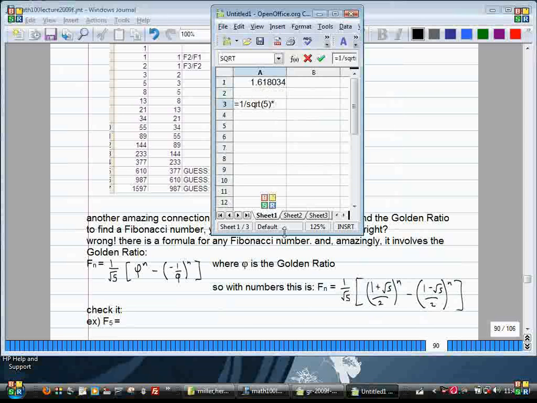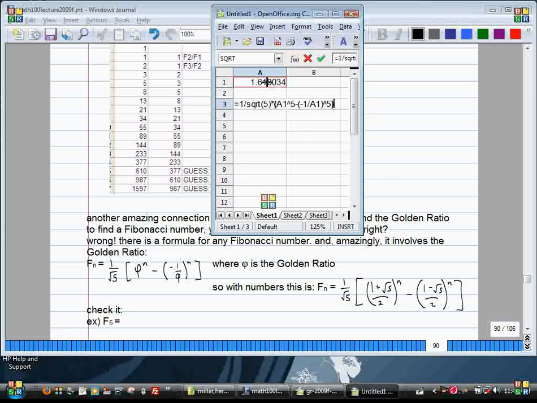times, now remember, I'm going to use the original formula. It's the golden ratio, which is this number, raised to, in this case, the 5th power, minus, in parentheses, negative 1 divided by the golden ratio, which again is this number, all raised to the n power. In this case, I'm doing the 5th Fibonacci number, so it's 5. Close parenthesis. Does everyone see how I use the cell reference to reference the golden ratio? In the spreadsheet it said A1, and A1 is this number, which was the golden ratio.